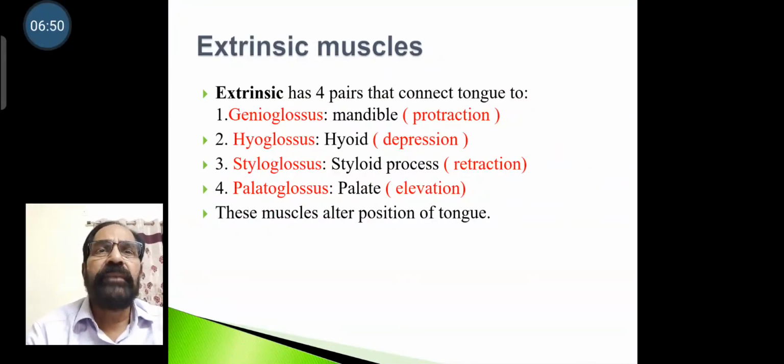Extrinsic muscles. Extrinsic muscles have four pairs that connect the tongue to other structures. Genioglossus connects it to the mandible, and its action is protraction. Hyoglossus connects it to the hyoid bone, and its action is depression. Styloglossus connects it with the styloid process, and its action is retraction. Palatoglossus connects it with the palate, and its action is elevation. These muscles alter the position of the tongue, that is elevating, depressing, protracting and retracting.